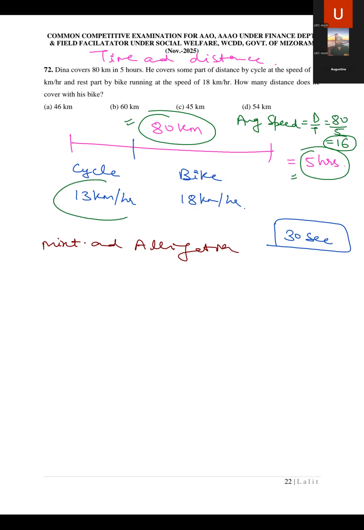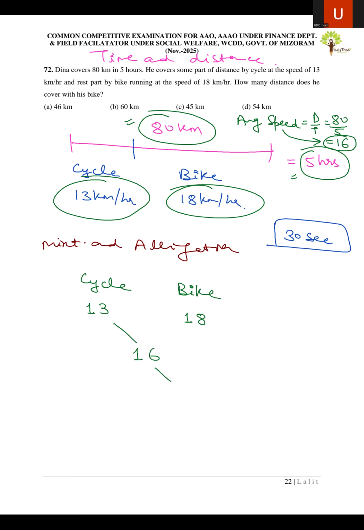Now by cycle, his speed is 13. By bike, his speed is 18. So you can just write it here. Cycle, bike. By cycle, his speed is 13. By bike, his speed is 18. And his average speed is 16. Write it in the middle. And then just find the difference diagonally. This difference diagonally is 3. This difference diagonally is 2. So whatever we get, that difference is always equal to the ratio. The ratio of what? If this is speed, you will get the ratio of time.